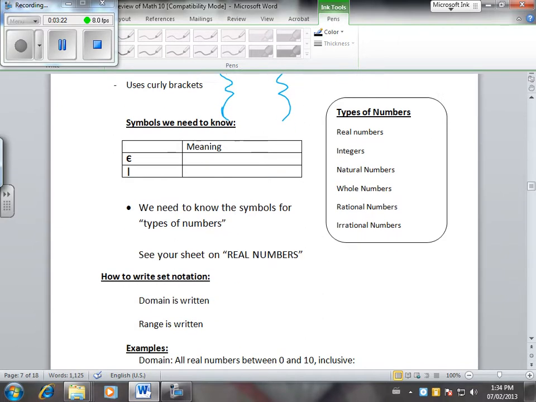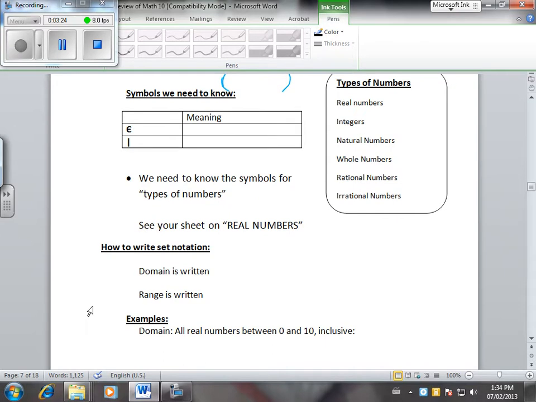And once again, we have symbols that we'll be using. So you have this funny looking E, and that means that this is something that belongs to or is a member of. And then you have this long line, and that means such that. And we'll be doing examples so you'll understand where in the world we would say something like that.